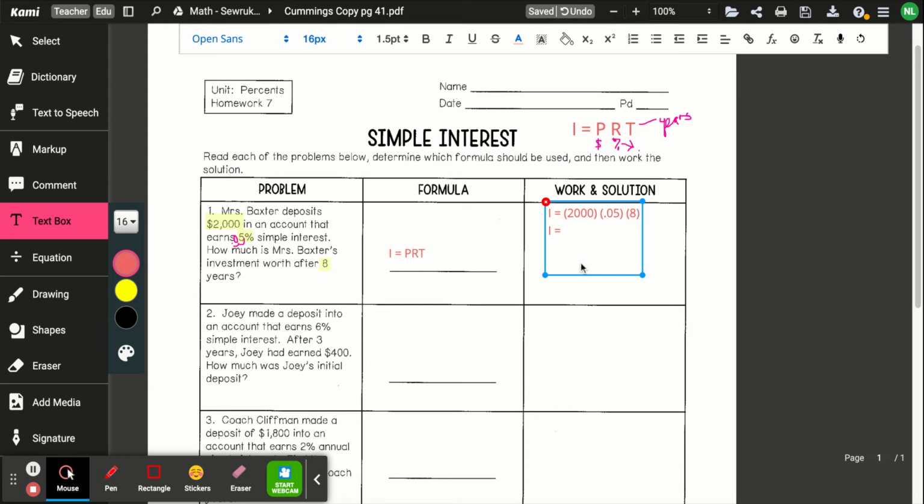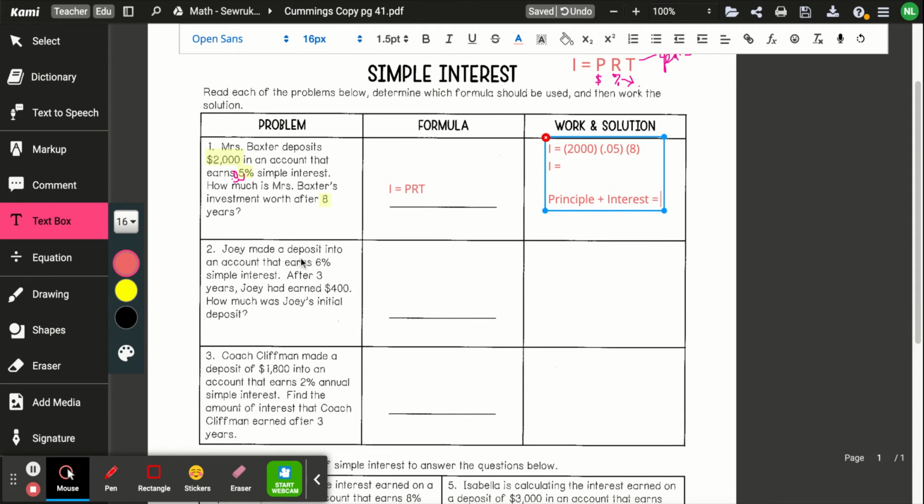Once you get your interest, you need to add the principal. Oops, spelled principal wrong. Principal plus the interest equals what? The principal is $2,000, so you're going to have to add $2,000 plus whatever you got for the interest, and that will give you the total amount or the total investment, okay? All right, so that's the first part.